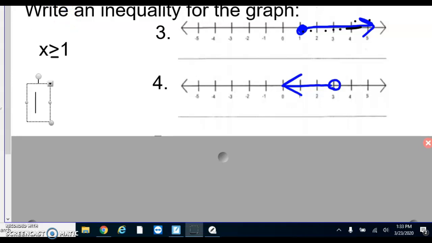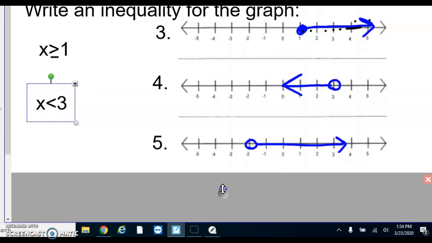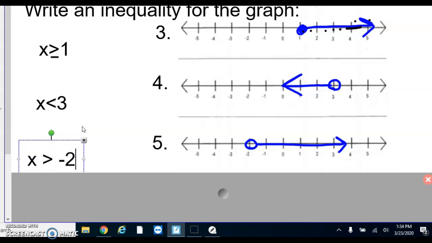Our next example has an open dot, and it goes to the left. So we'll do x is less than 3. Okay, what would this inequality be? If you said x is greater than -2, you got it.